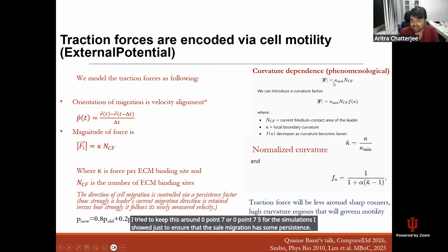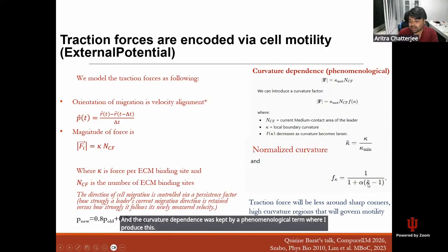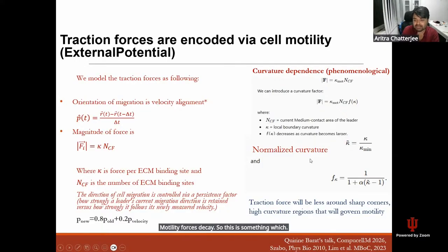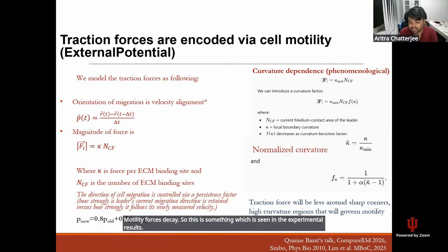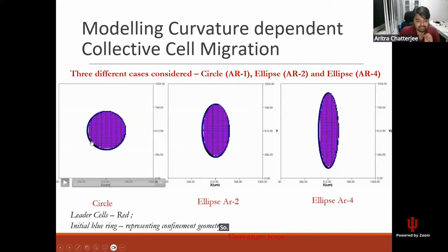And the curvature dependence was kept by a phenomenological term where I introduced this function f(kappa), where kappa is a normalized curvature, and if this is large, then the motility forces decay. This is something which is seen in the experimental results. It's like a phenomenological law that can hopefully capture it. So this is what I did.